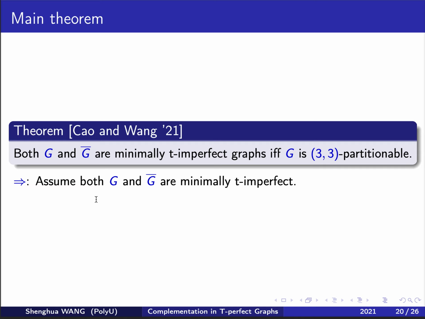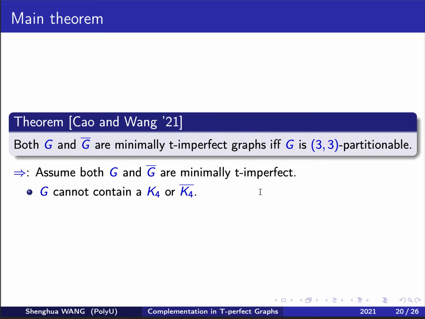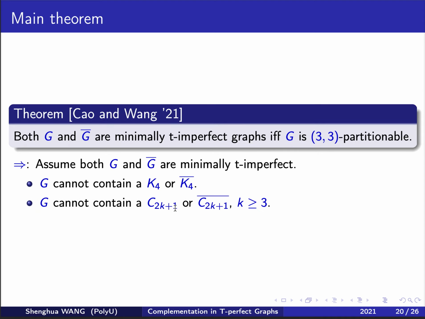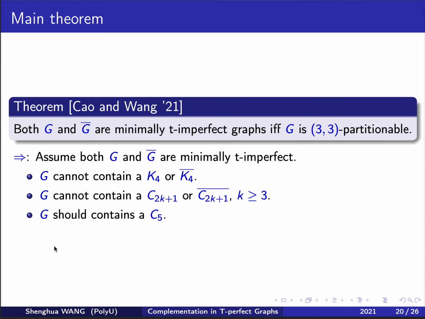We now assume both the graph and its complement are minimally T-imperfect. Therefore, the graph cannot contain a K4 or its complement. Since the complement of the 7-cycle is minimally T-imperfect, and any odd cycle with length larger than 9 will contain a K4, we could conclude that G cannot contain an odd cycle or its complement with length larger than 7. And G should contain a 5-cycle. Otherwise, we will show that G will be T-perfect.